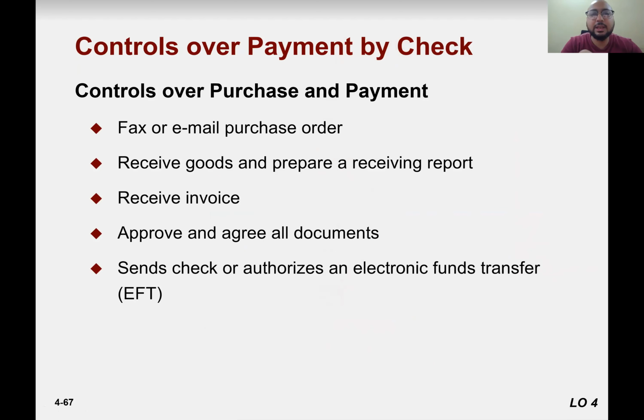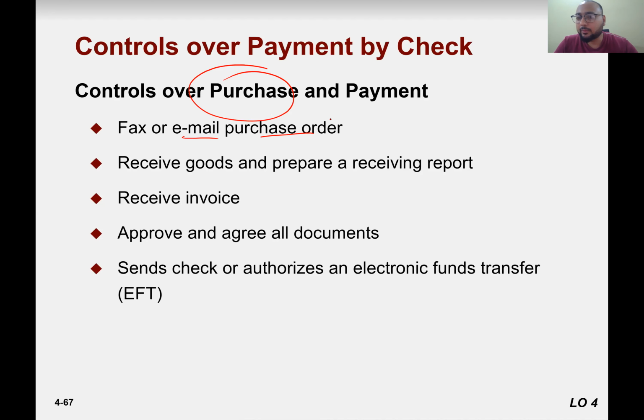Now control over purchase and payments. So when you deal with a supplier, right? You want to buy raw material, then there is also payment involved, right? So in that case, how can you exercise your control? Number one, fax or email the purchase order. It's not like you call the purchaser and ask him to send you 100,000 tons of steel. No, you cannot do that.